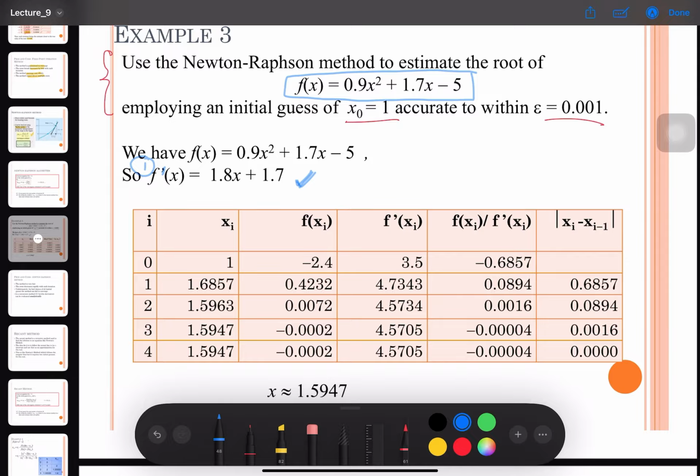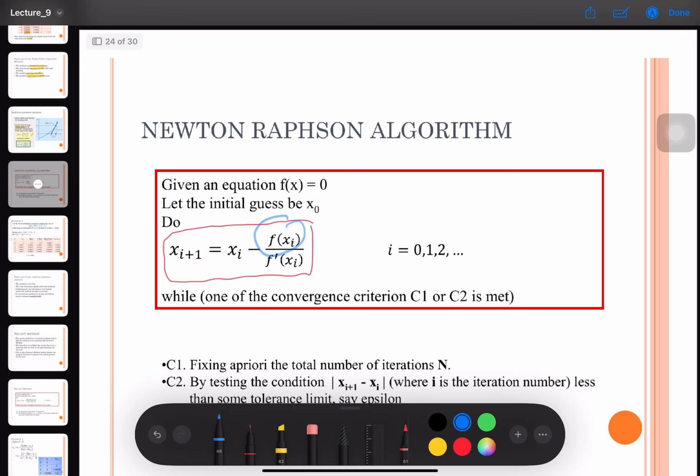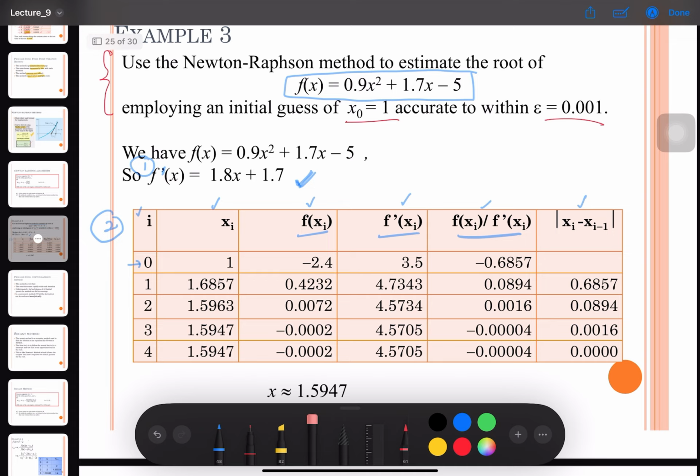So second step, you do the table. Draw the table. So first column is your iteration number. Okay, for this case, they start with 0, and then you have xi, f(xi), f prime(xi), f(xi) over f prime(xi), and last column is your error. Okay, this one you have no choice, you need to know. Newton-Raphson, you have to find this one and this one and also this one because it is in the formula. That's why we are looking for f(xi), f prime(xi).